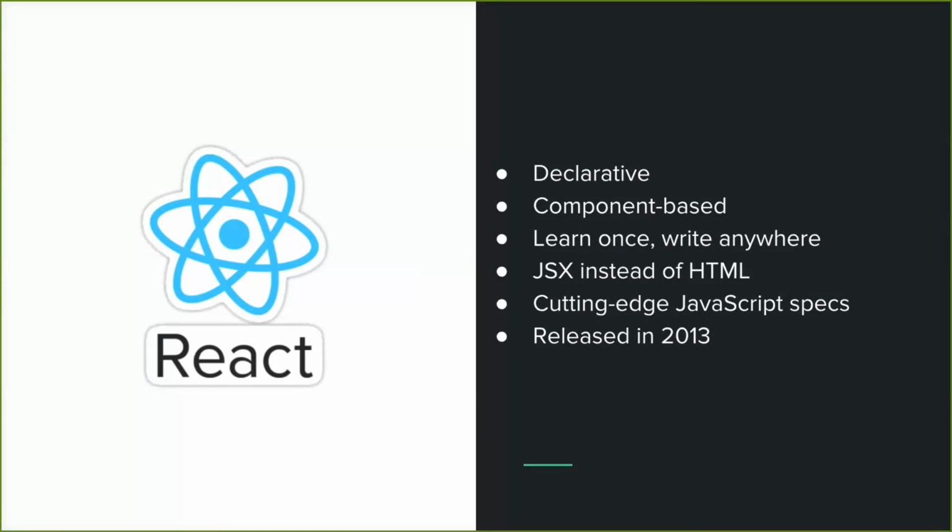So the whole premise of React is that it uses functional paradigms to allow you to write your UI. So there's a unidirectional data flow. And I'm going to throw out a couple of keywords here just to sort of get everyone familiar with what we're going to be talking about tonight.